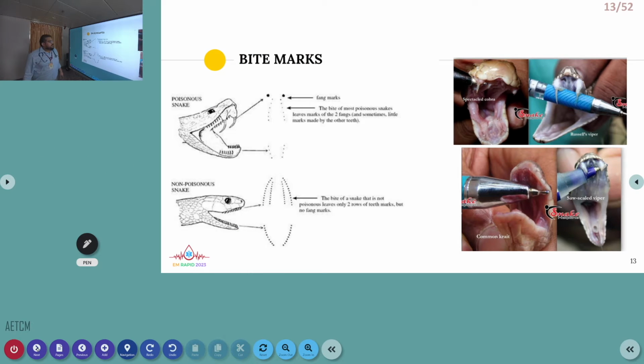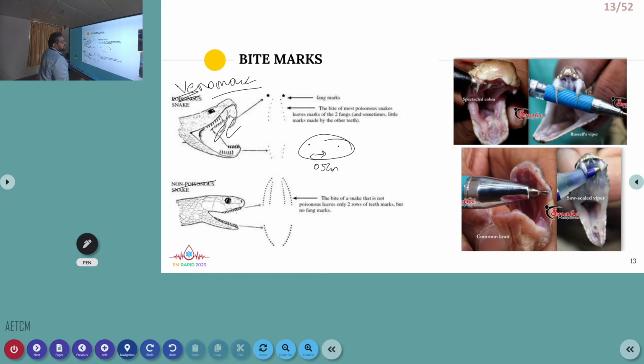Now coming to the bite mark, here are certain pictorial representations. You just see the venomous snake. You have to name it as a venomous snake, not poisonous. These are the fangs that you are able to see here. When you see a non-venomous snake, there will not be a fang mark. The fang mark will look something like two dots, approximately 0.5 centimeter apart. That is how a fang mark will look.